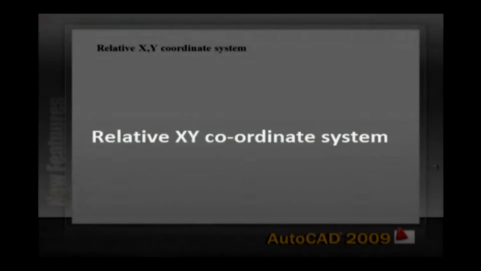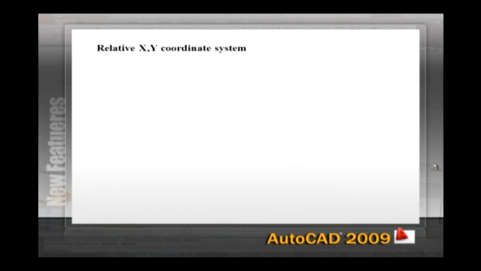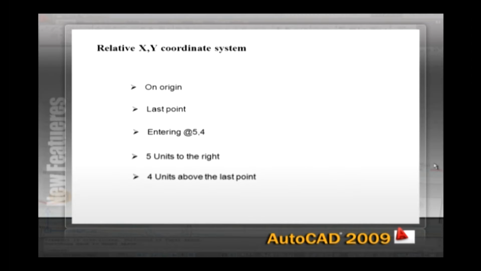Relative XY coordinate system. Where absolute coordinates are always based on the origin of the drawing, that is 0,0, relative coordinates are based on the last point entered. Input of the coordinates itself is the same as absolute XY coordinates, but you've got to tell AutoCAD that the location you're entering is based on the last point by typing an @ symbol before the coordinates. For example, entering @5,4 makes a new point 5 units to the right and 4 units above the last point, but not from the origin.